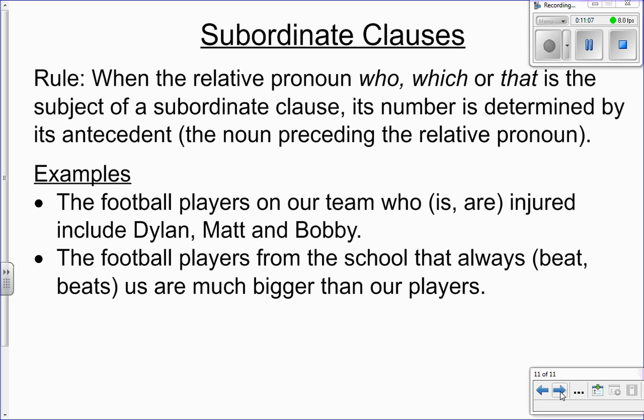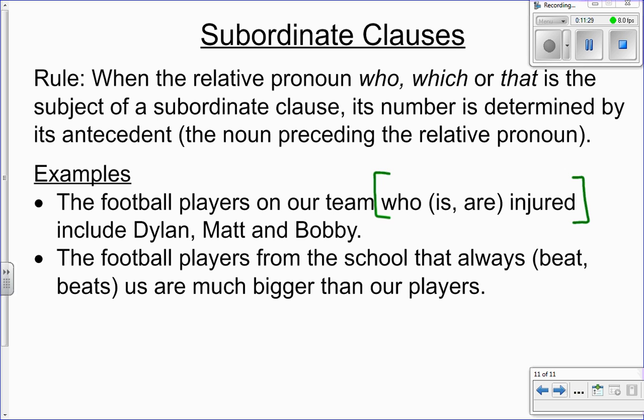So in the first sentence, the football players on our team who are injured include Dylan, Matt, and Bobby. So the subordinate clause starts with who, and then I need to complete the clause. Who are injured is my subordinate clause. Now, I also know that that part is subordinate because the rest of the sentence makes an independent clause. The football players on our team include Dylan, Matt, and Bobby.